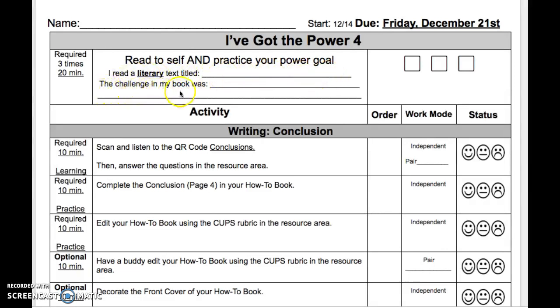What was the challenge of your book? Write the challenge on the line. Remember to check each time that you've read a book.